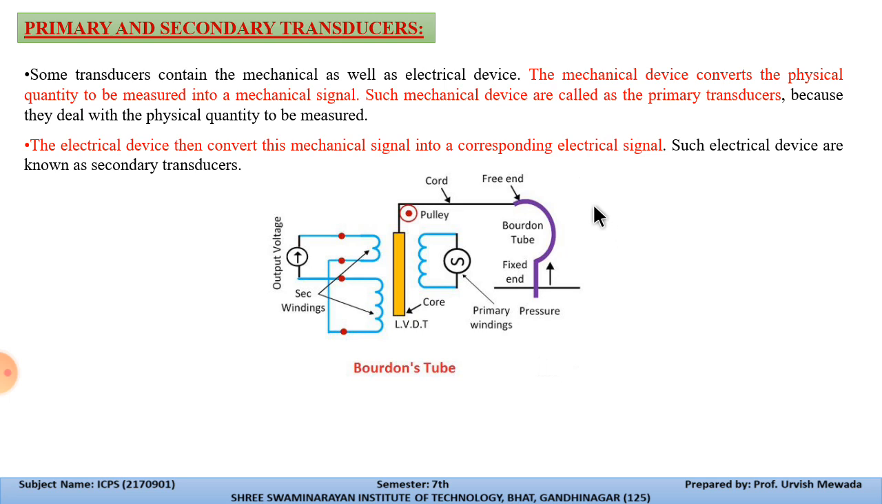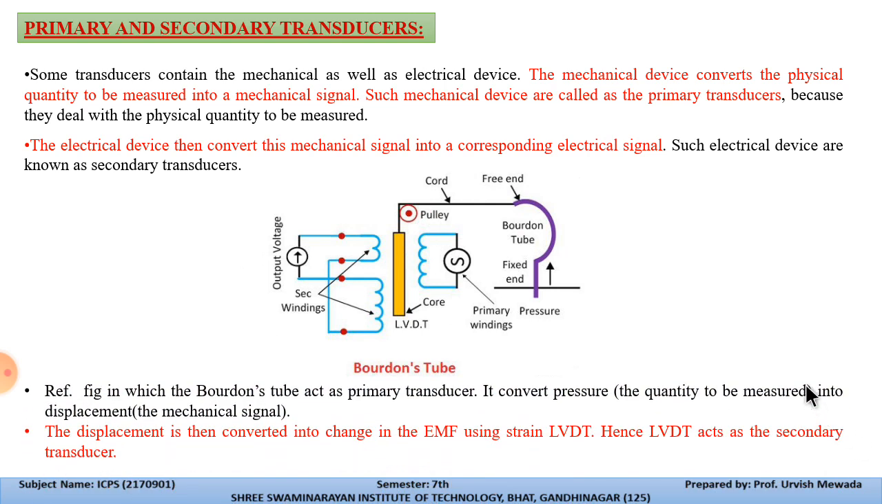So primary transducer basically converts the physical quantity we give into a mechanical quantity, and that mechanical quantity is further converted into the electrical quantity with the help of secondary transducer. So from this diagram we can easily bifurcate the primary and secondary transducer. In the secondary transducer, displacement is converted into the change of EMF. So LVDT acts as a secondary transducer, and this Bourdon tube acts as a primary transducer. So you can write the difference of primary transducer and secondary transducer from this discussion and from this diagram.